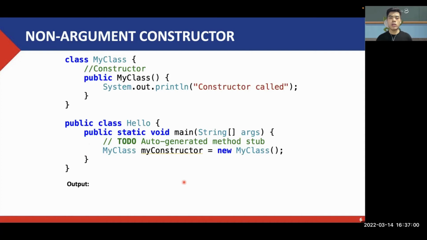We have a sample code about non-argument constructors. We have a class, MyClass, and in the constructor, we have a statement that prints out the constructor code. So each time we create the object, here we call the object, the instance calls MyClass. The output will be the constructor code because we have invoked the constructor of the class MyClass.